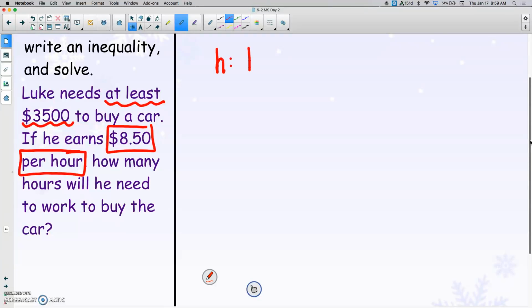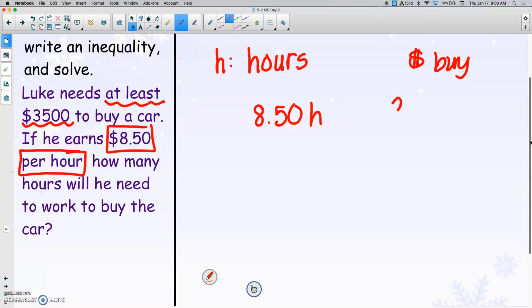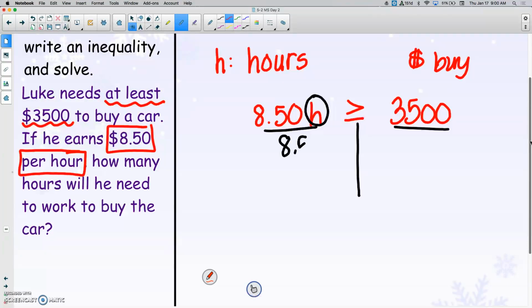So I'm going to use H for my variable to represent hours. If he is paid $8.50 per hour, I need to attach my letter H to that hourly wage. And then he needs at least how much money to make his purchase? Well, he needs $3,500, and at least means greater than or equal to. If he has less than $3,500, he cannot buy the car. So he has to have at least $3,500, so greater than or equal to.